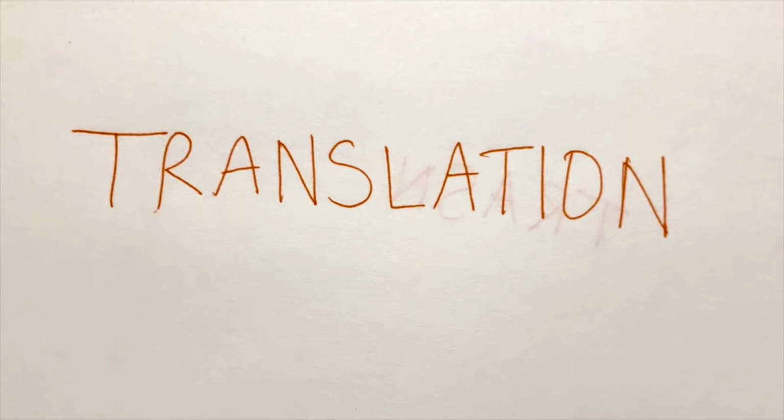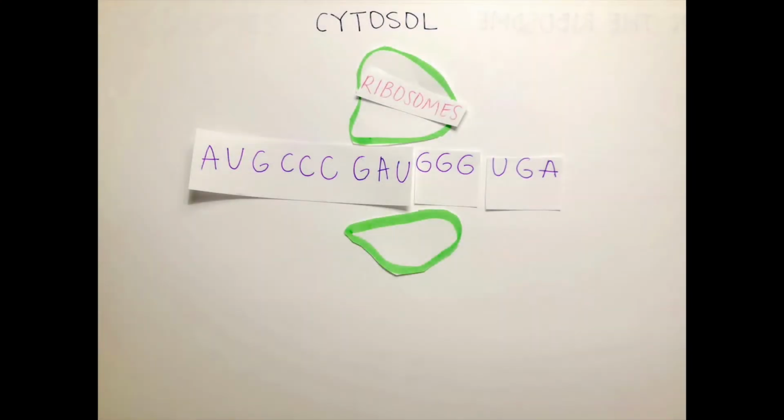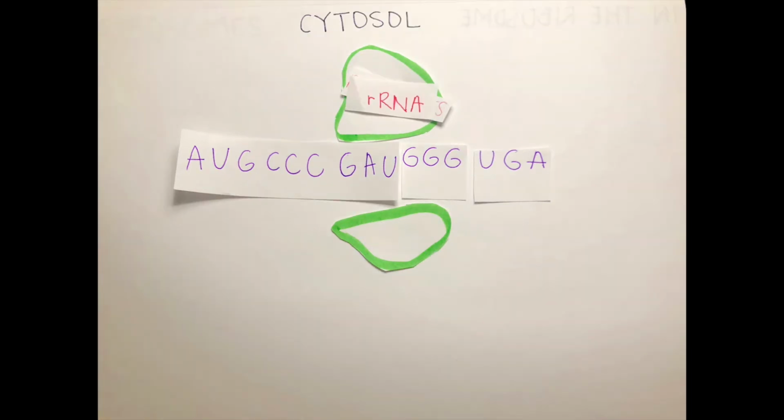Now we can move on to our last major phase in the synthesis of proteins. This is called translation. After our mRNA has been synthesized in the nucleus, it is ready to leave. Out here, our mRNA is directed to the ribosomes. Here, we find another one of our major players in the synthesis of proteins. This is our rRNA. The R here stands for ribosome. Our mRNA strand gets attached to the ribosome here.